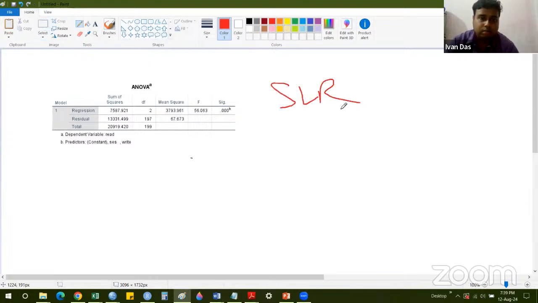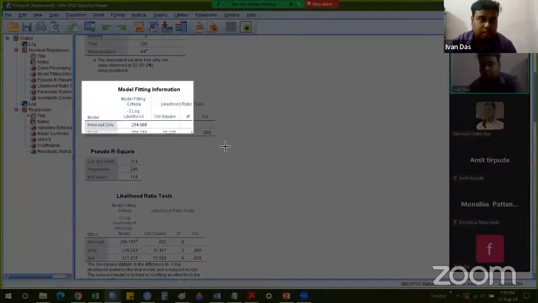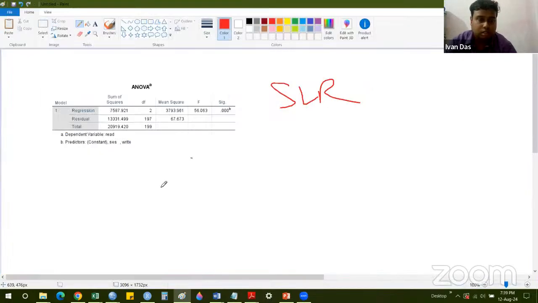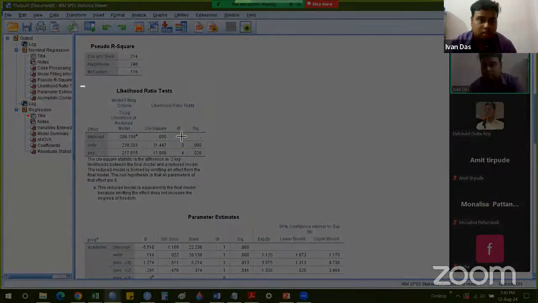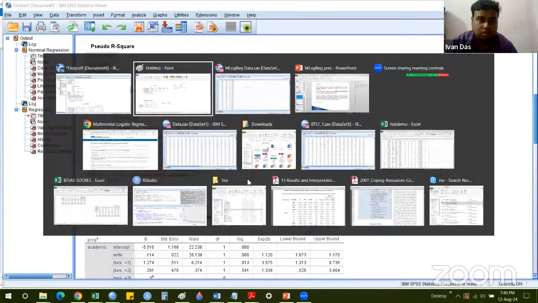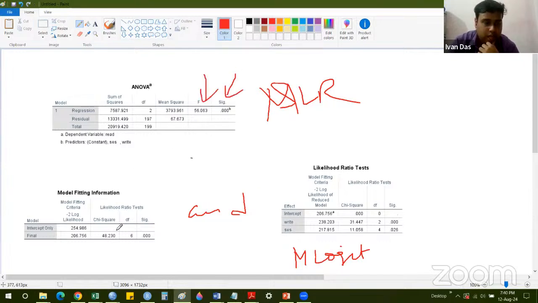What was ANOVA in SLR? That is something where we are drawing inference from this model fit, this and this, and here. This is the multinomial logit. Now you check. So in multiple linear regression, what was ANOVA and the ANOVA's p-value? Here you have this chi-square and the chi-square's p-value. This is for the entire model. Additionally, for each of the variables, each of the IVs, you have their chi-squares as well and their fitness p-values as well. Is it clear?